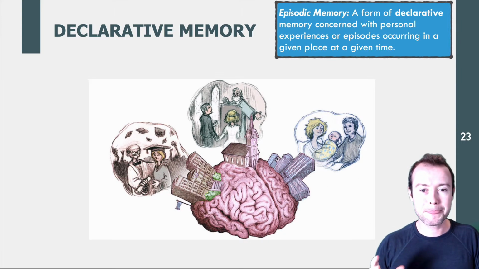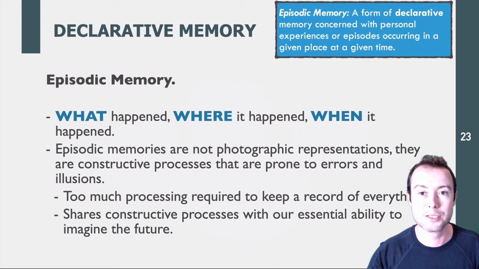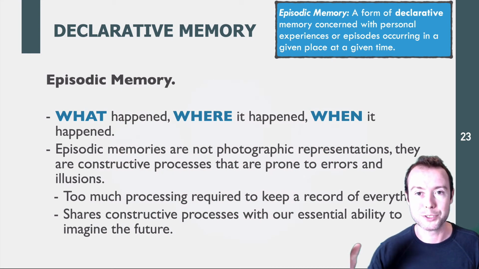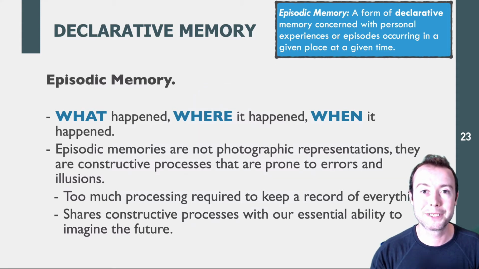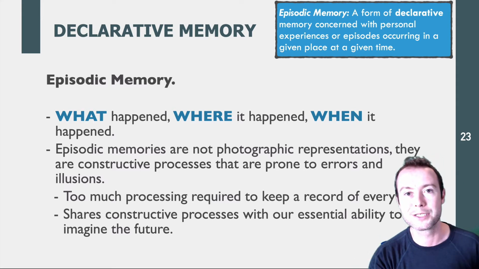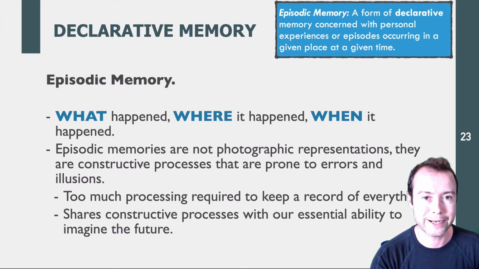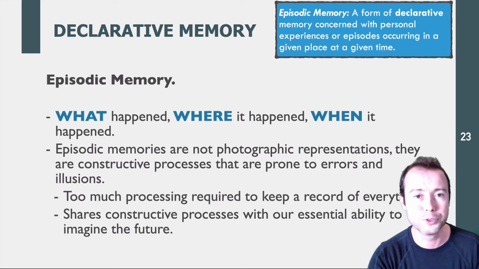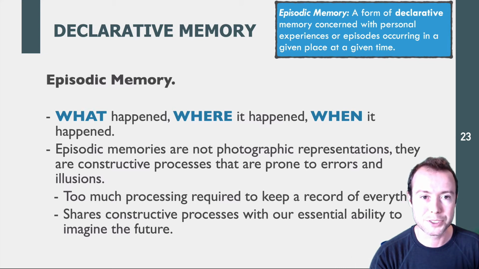So we use episodic memories to remember past events, so experiences and episodes basically. And for something to be an episodic memory, it typically has to fulfill this 3W criteria. So it has to explain what happened, where it happened, and when it happened. So for example, your memory of what you were doing at the weekend is going to be largely episodic.